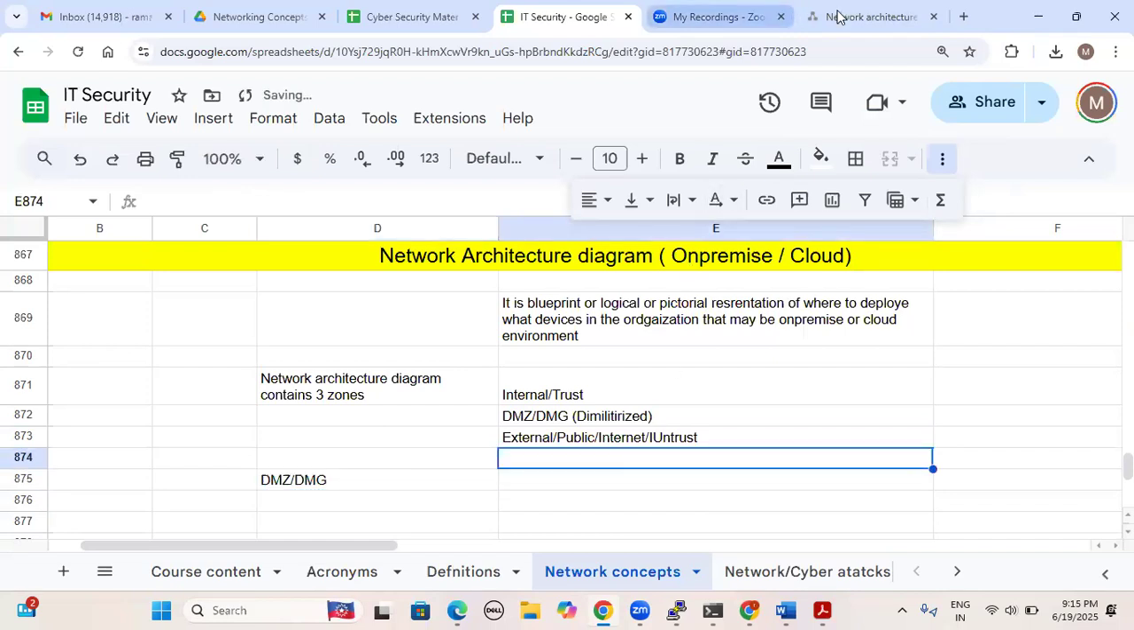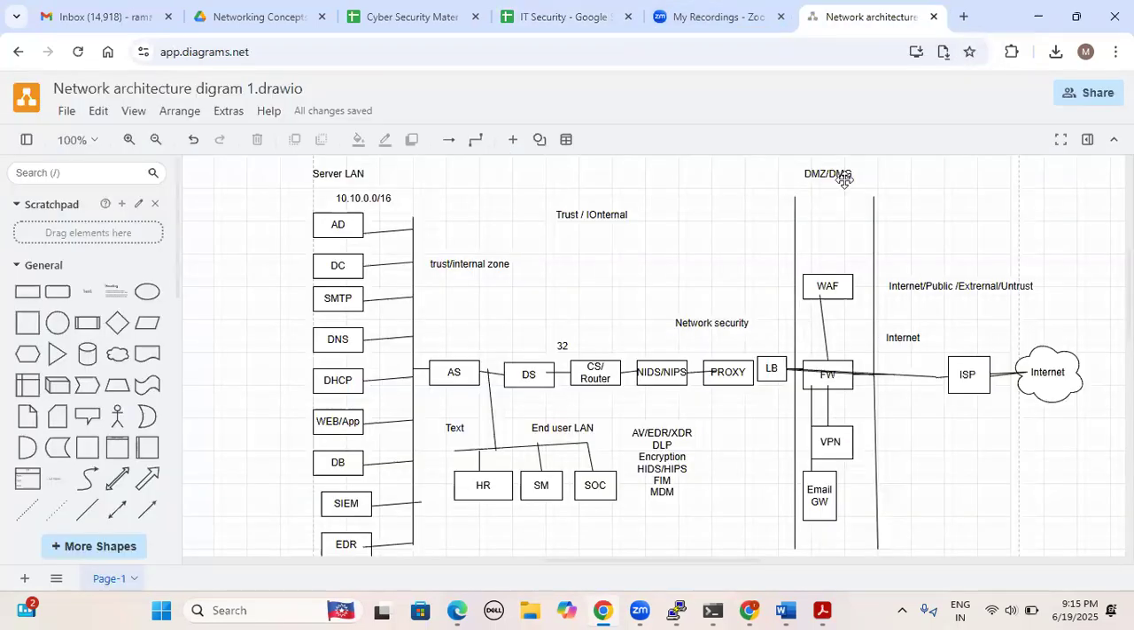So DMZ, you can see now here, demilitarized zone. It will act as a boundary between trust zone and also untrust zone. Okay, so this word came from the military.